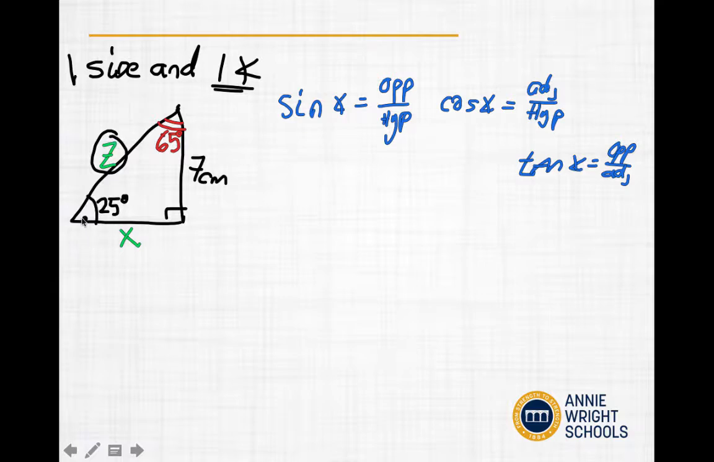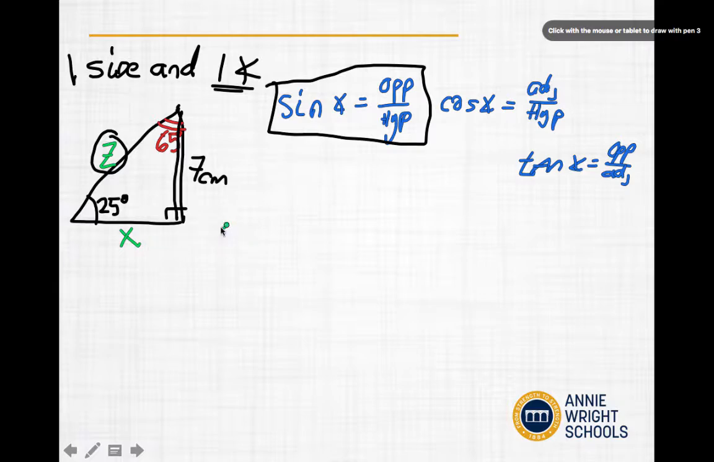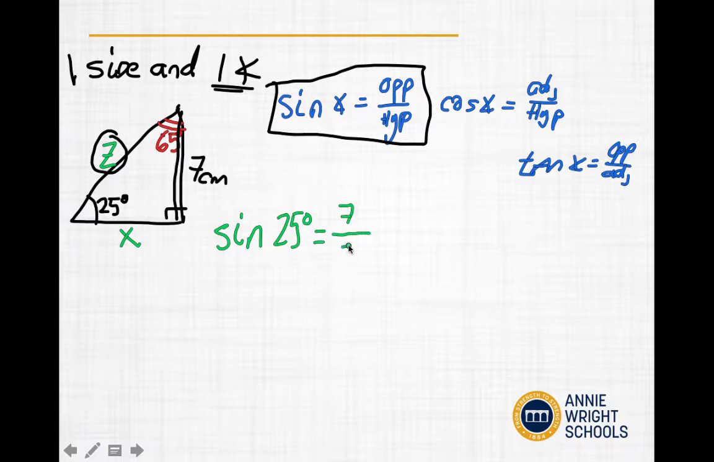So if I know 25, I know that this is the opposite side of 25 and I know this is the hypotenuse. So if I look at all my trig functions, I'm looking for the trig function that uses opposite and hypotenuse. You may have already said it out loud, that's sine. So what I'm going to do is write that the sine of 25 degrees is equal to 7 divided by z. Good?